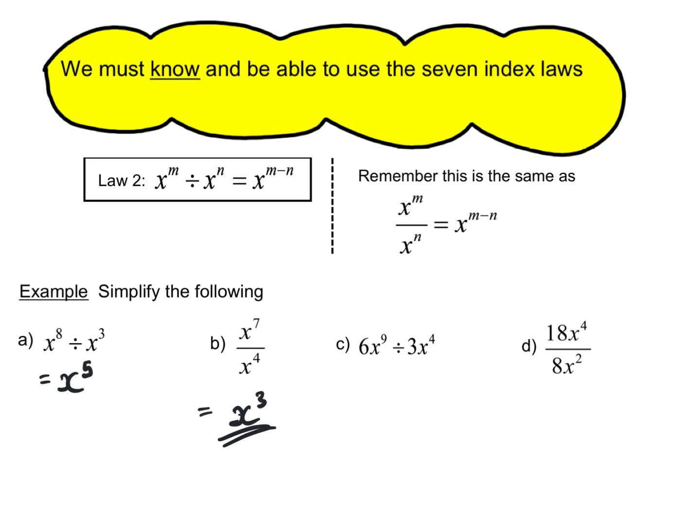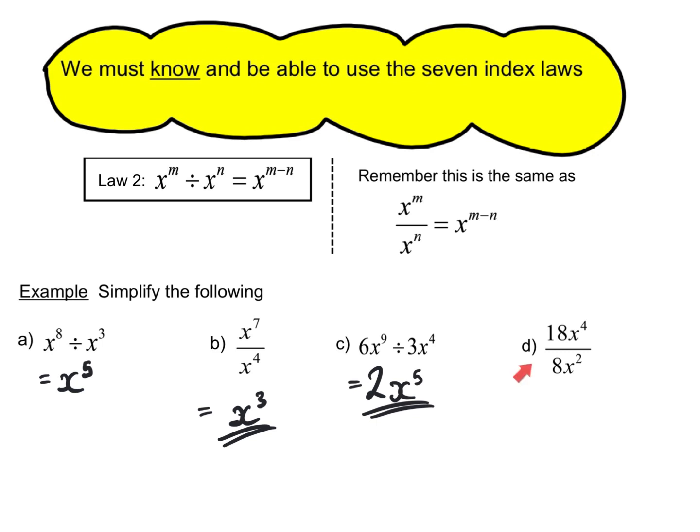On this question C here, we have 6x to the 9 divided by 3x to the 4. The first thing we need to do is deal with these two numbers here, the 6 and the 3. Now this is just normal division, so 6 divided by 3 is 2. So that means the number out front is going to be 2. And then we're doing x to the 9 divided by x to the 4. Now again, both have a base of x, so there's going to be an x as my base. And then I'm going to do the indices part where I do 9 take away 4 using this rule here. So 9 take away 4 is 5, so it's 2x to the power of 5.